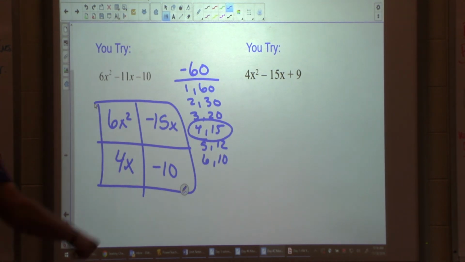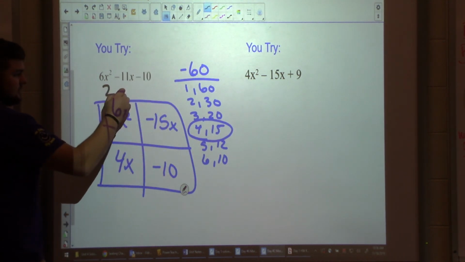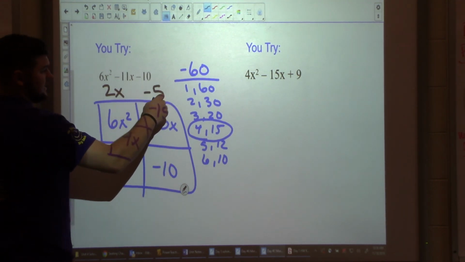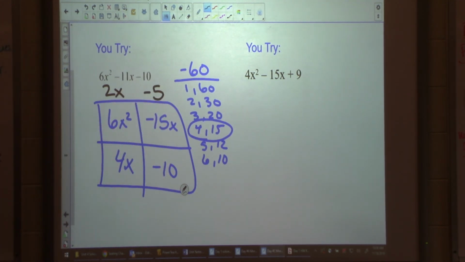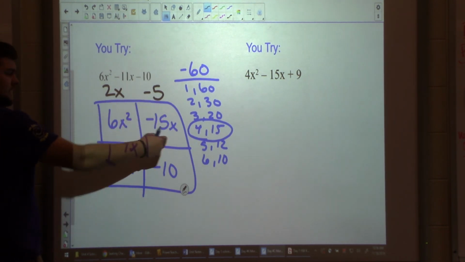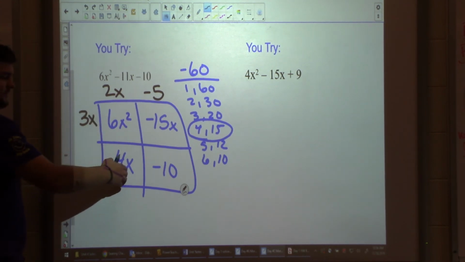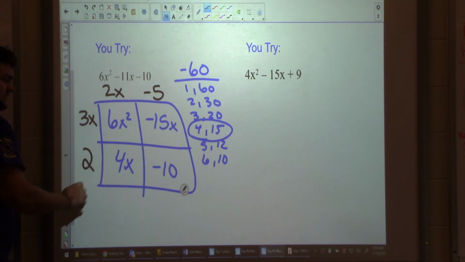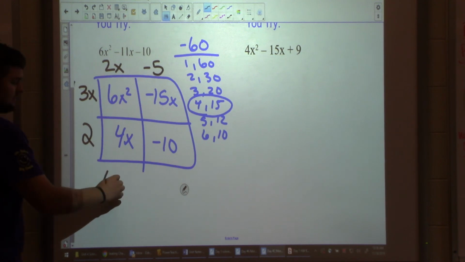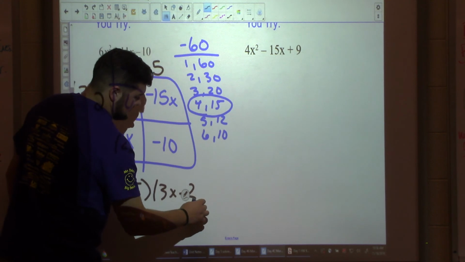Now I'm going to take my GCFs. 6x squared and 4x is going to be 2x. Negative 15x and negative 10 will be negative 5. Right, taking GCF out of the columns. Then I'm going to look at the rows. 6x squared and negative 15x will be 3x. 4x and negative 10 will be 2. So to write my answer, I should get 2x minus 5, 3x plus 2.